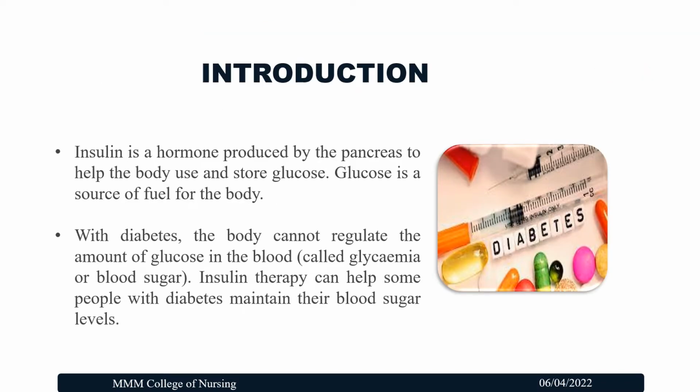What is insulin? Insulin is a hormone produced by the pancreas to help the body use and store glucose. Glucose is a source of fuel for the body. With diabetes, the body cannot regulate the amount of glucose in the blood. That condition is called glycemia or blood sugar. Insulin therapy can help some people with diabetes maintain their blood sugar level.